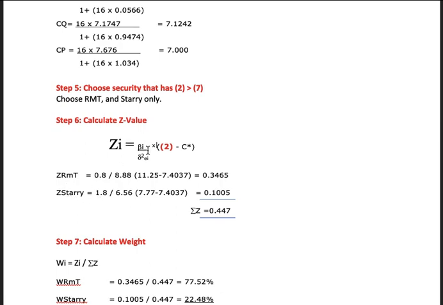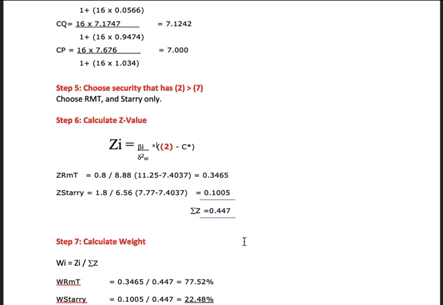starry. Okay, so the Z value is equal to beta. So we know that the beta of RMT is 0.8 and the residual variance 8.88 times column number 2 excess return 11.25 minus with C star, the highest C, okay, 7.4037, and then we get 0.3465 and the Z value for starry, beta Z starry 1.8 divided by residual variance 6.56 times with excess return 7.77 minus 7.4037, the highest C again kat sini, and then you total up the Z value kat sini, tambah je 0.3465 plus with 0.1005. Okay, so the total Z here is 0.447.